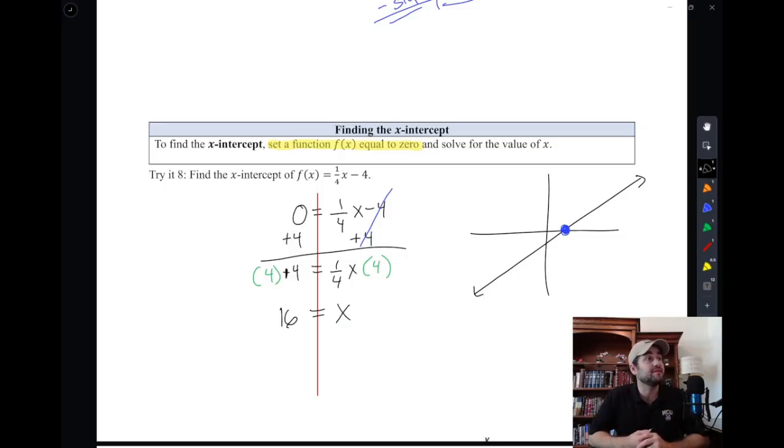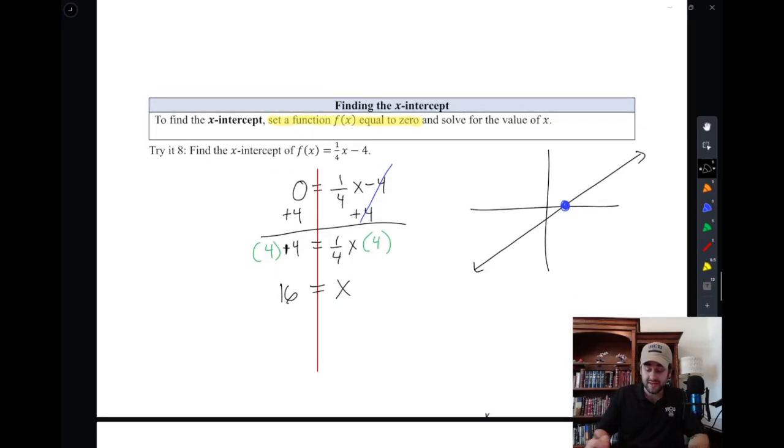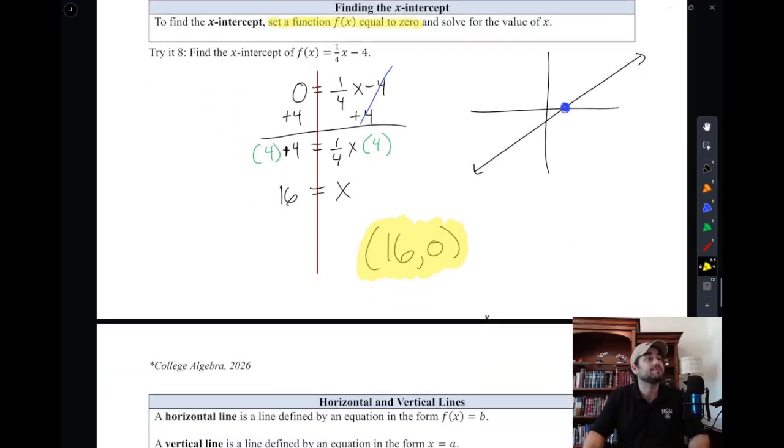Awesome. So x equals 16, but x equals 16 is not an x-intercept. That's just an x value. To make it an x-intercept, we're actually going to write (16, 0), because that is a point on a graph. It's the point that you start at the origin, you go over 16, and you don't go up at all. And that's how to find x-intercepts.